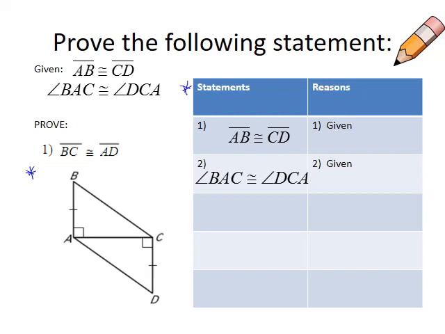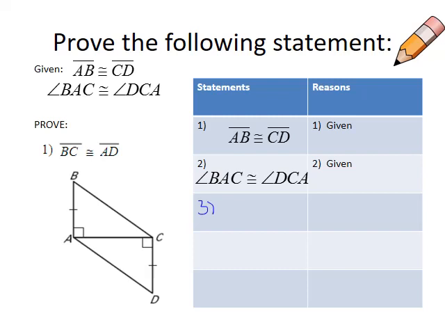So we have the given statement and our proof statement. We've been given the information that line segment AB is congruent to line segment CD, and that angle BAC is congruent to angle DCA, which are these two right angles in this diagram. And so we have to prove that line segment BC is congruent to line segment AD. Although we might know it already off the top of our head that we have two congruent triangles, we want to formally prove it in our 2-column proofs.